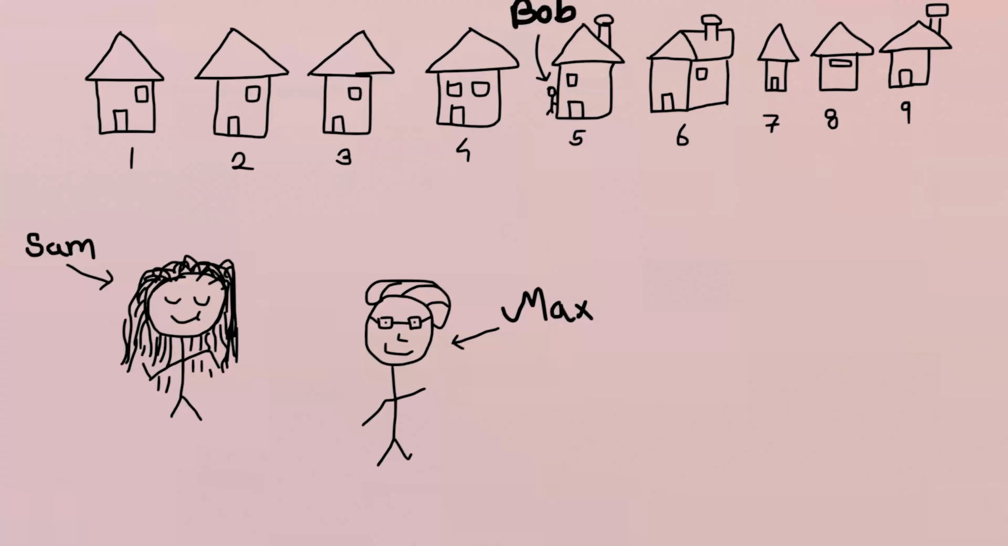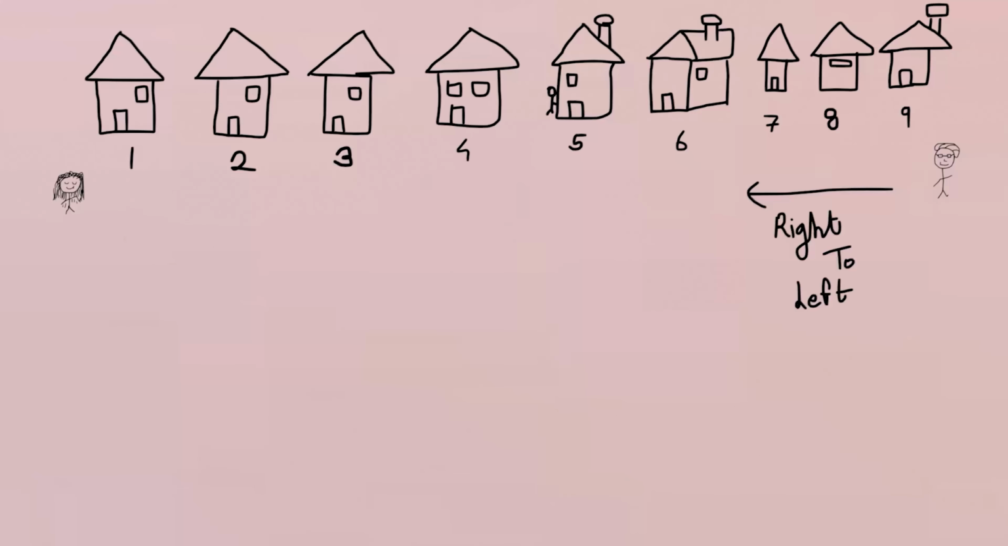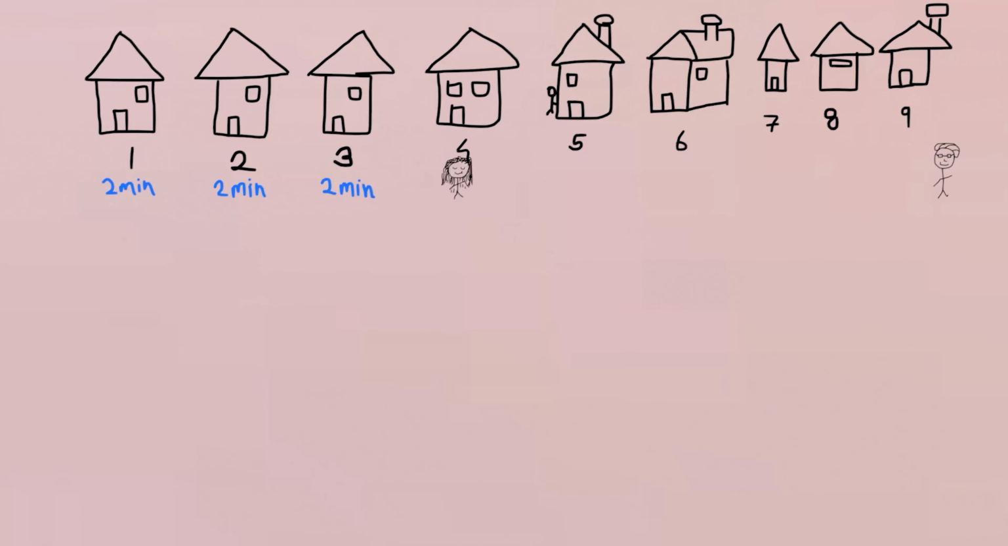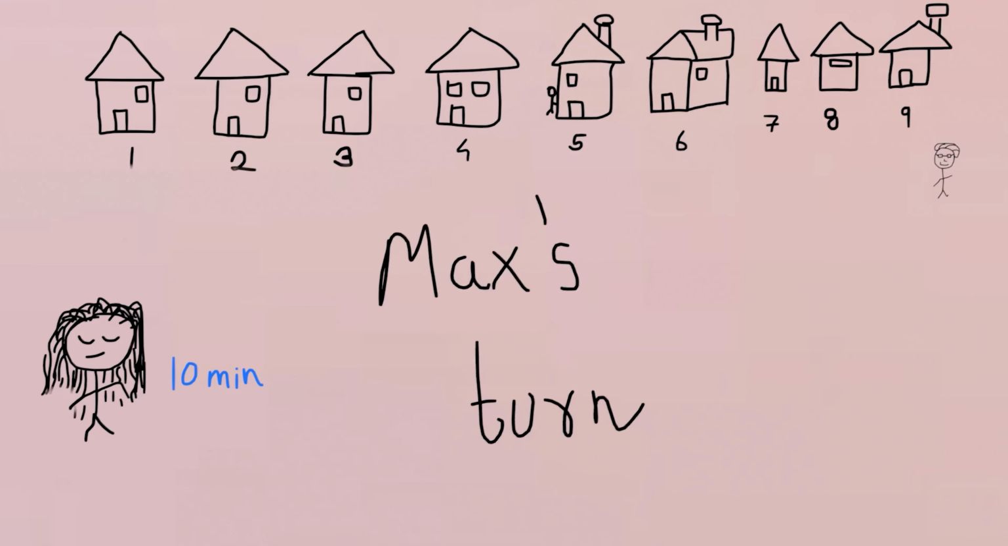Sam and Max are looking for their friend Bob, who is hidden in one of the 9 neighboring houses. Sam searches the houses from left to right, while Max searches the houses from right to left. Now Bob is hidden in the fifth house. So Sam starts her search, and since she takes around 2 minutes to search a house, she finds Bob in 10 minutes.